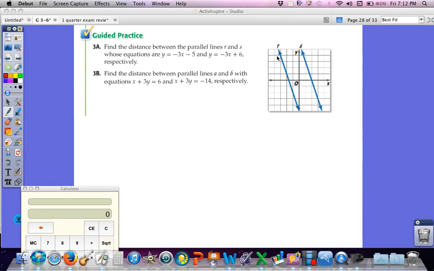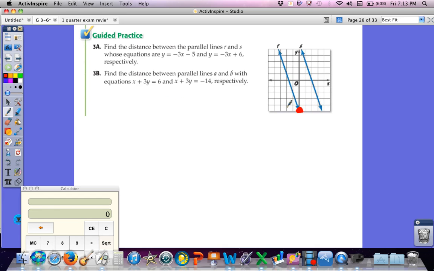Okay, so now they gave us two lines. We need to find the distance from one line to the other parallel line. First thing I want to do, like I had in the problems before, is find a point on this line. So if I find a point and I draw a line perpendicular to this other line, we're going to call this line S, that's perpendicular through this point, I have 2 points and I can find the distance.